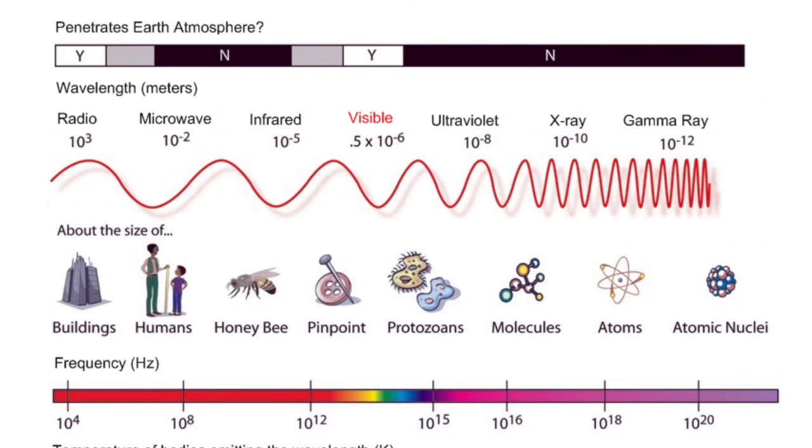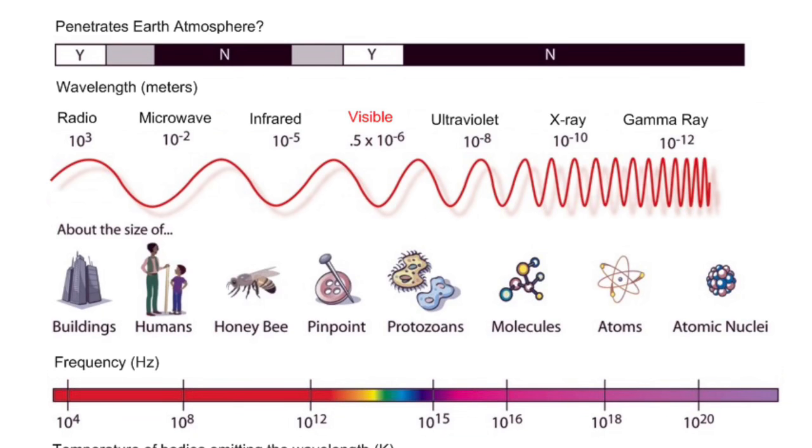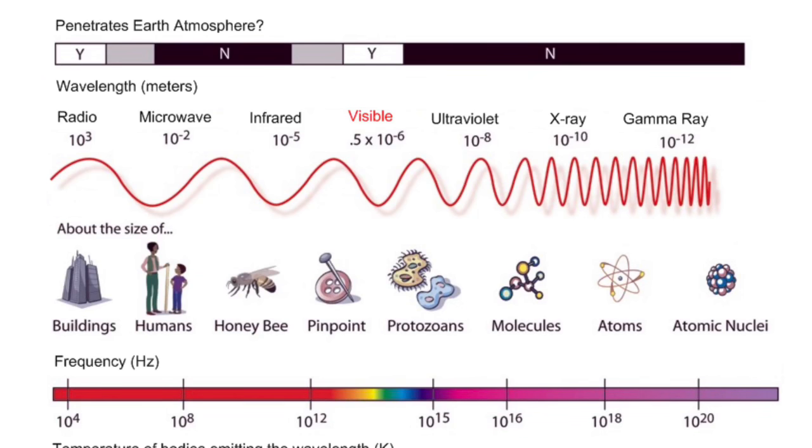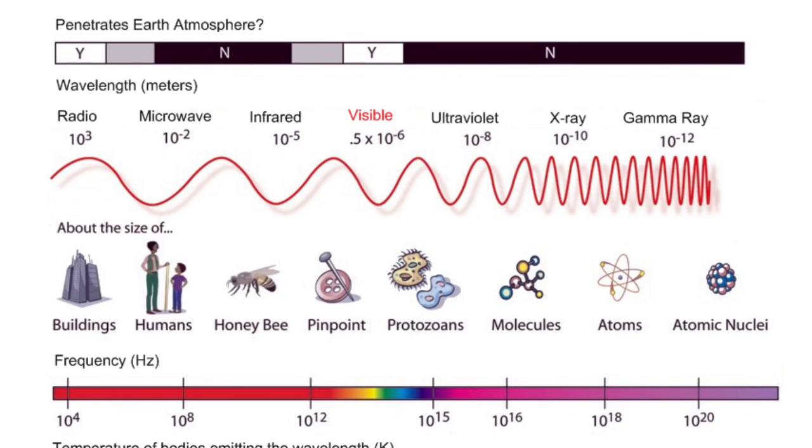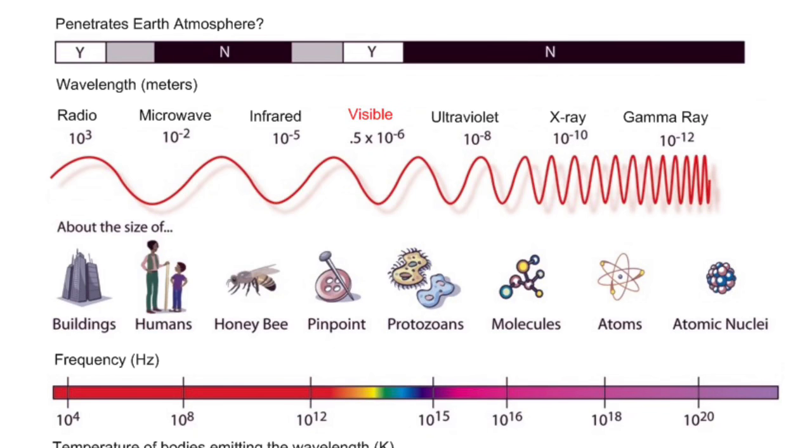This gives you an idea of the size that we're talking about for these wavelengths. On the very left-hand side, you see radio waves about the size of buildings, down to the size of human beings, down to infrared being about the size of a honeybee and then a pinpoint. So you can see all the way to the right-hand side with gamma rays, they're very, very small wavelengths. I wanted you to take a look at this image so that you could get a better idea of the range of wavelengths that we're talking about here.